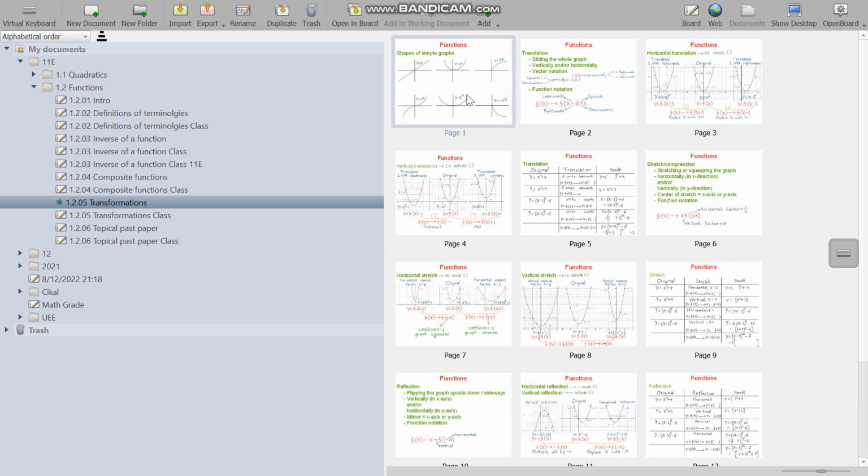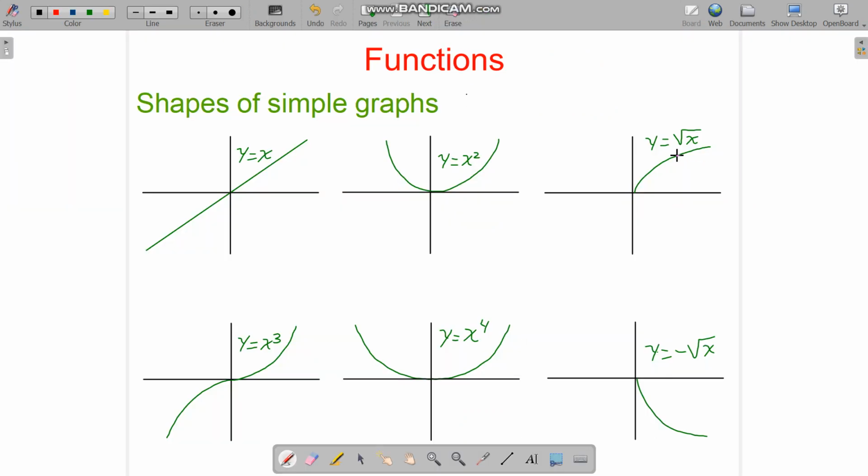Hello everyone, this video is about transformations. Here we have the shapes of simple graphs: linear, quadratic, square root, quartic, cubic.